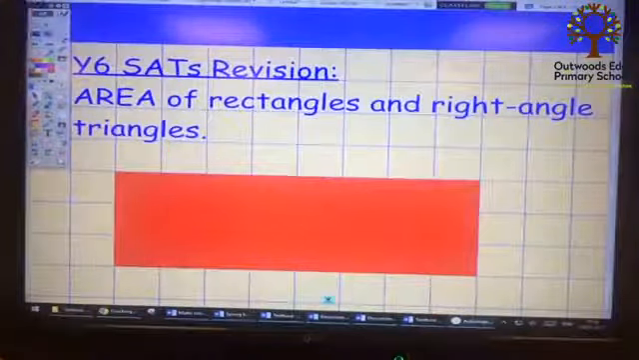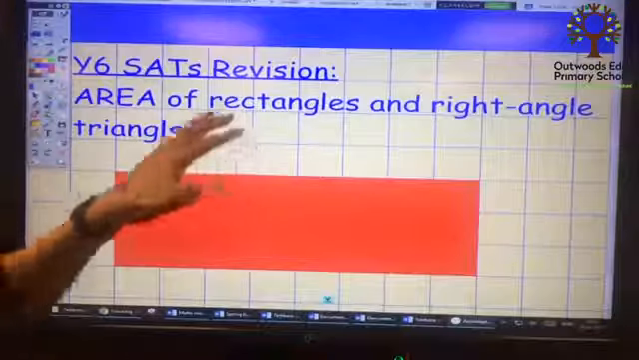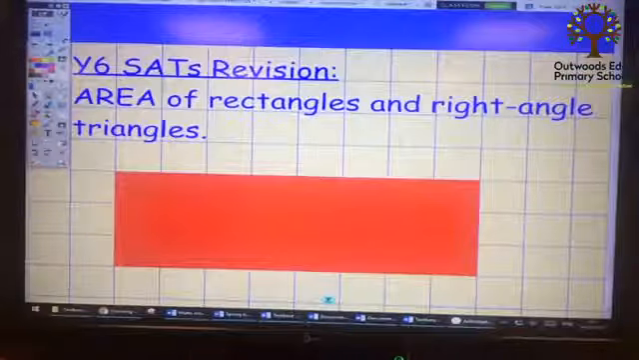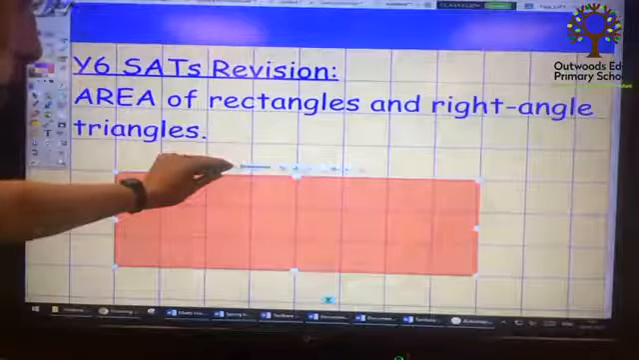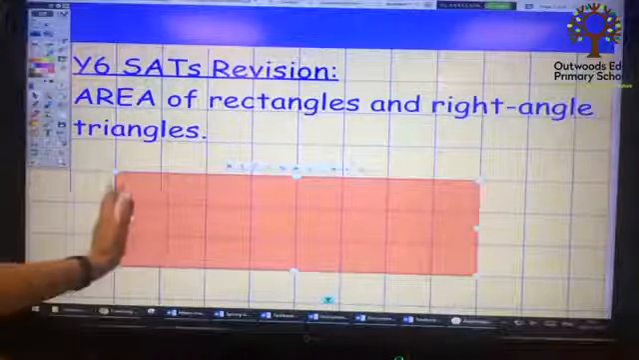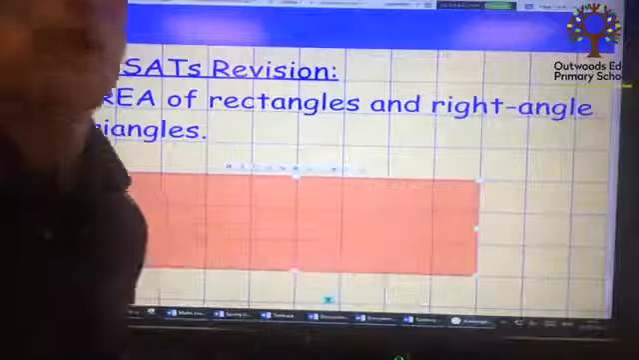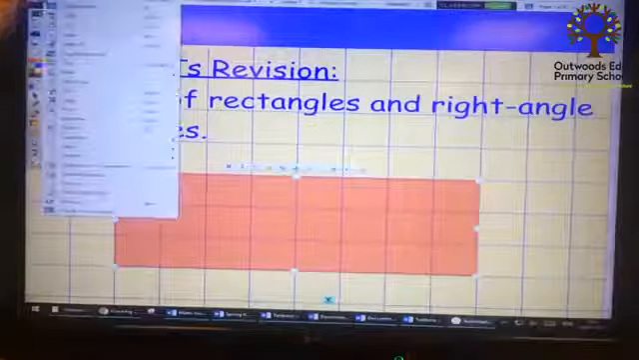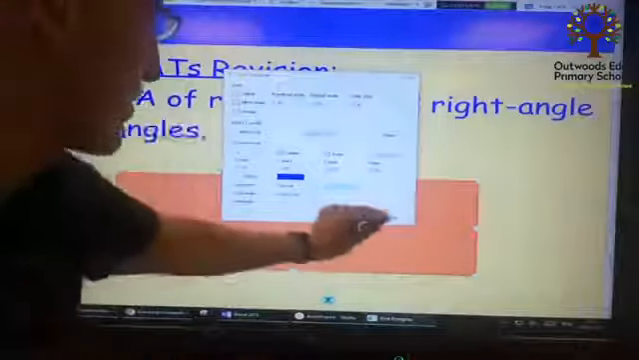Okay, we're going to look at finding the area of rectangles and right angled triangles. Quite often these will be represented on a square background, so the easiest way to calculate the area of a rectangle is simply just to count the number of squares within the shape. So here I'm going to count in threes: 3, 6, 9, 12, 15, 18, 21, 24 squares for the area of that rectangle. However, it might be a case that isn't represented on squared paper.